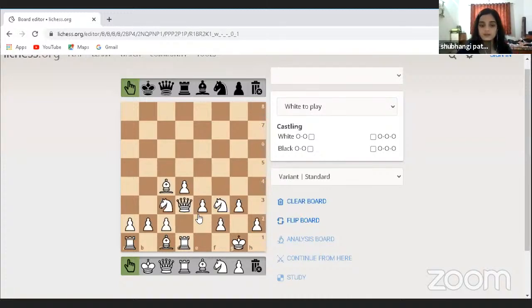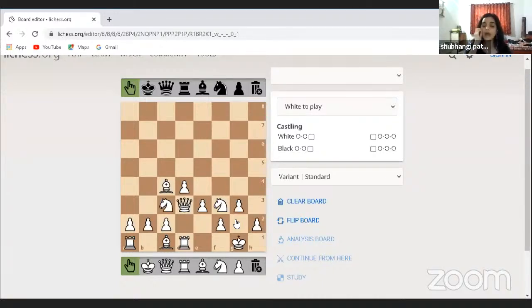Okay? So that's how we write the move. You just have to take care of 3 things: the alphabet, the number, and which piece you are moving. If you're moving your knight, then you will write N. If you're moving your queen, then you will write Q. If king, then K. If bishop, then B. If rook, then R. Okay, so that's how we write the move and we write the castling.